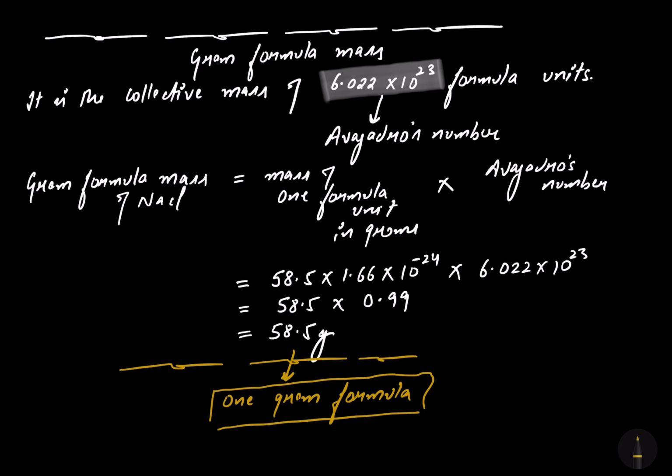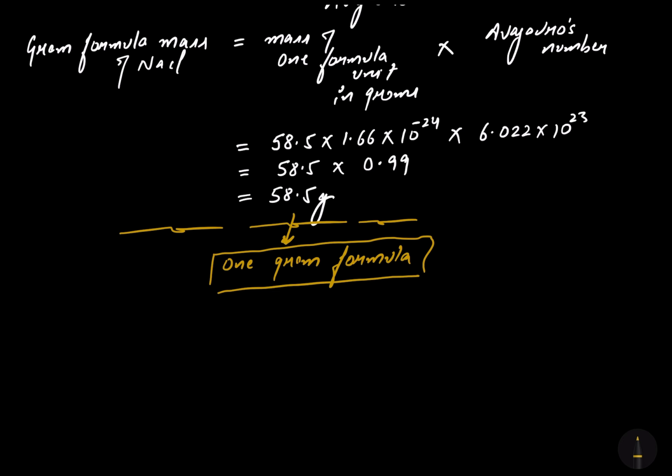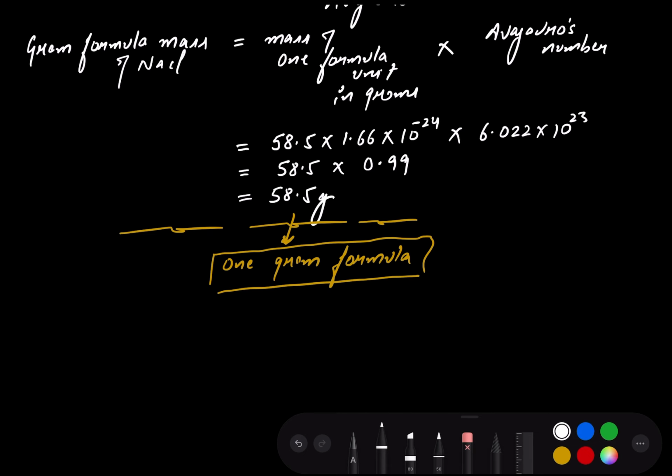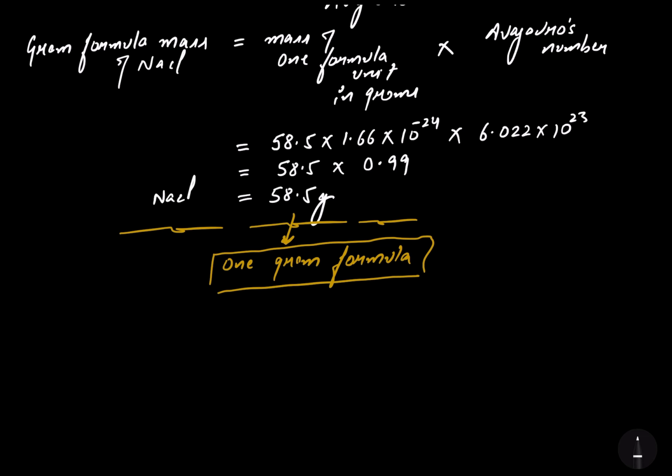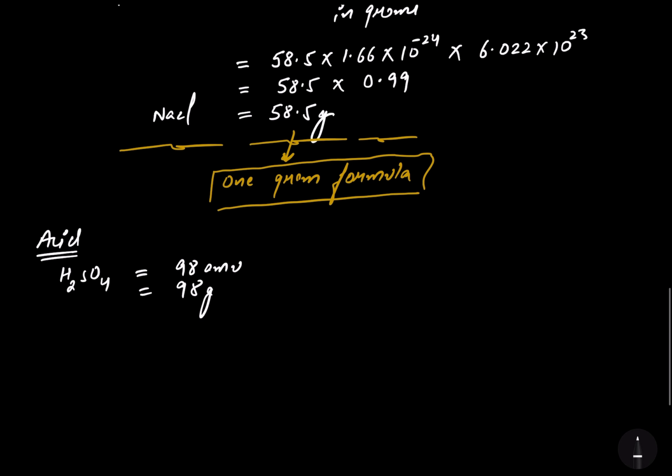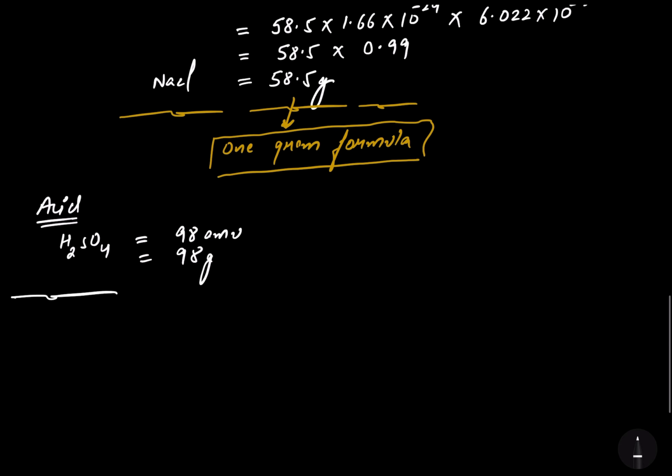So let me give you some other examples. This thing we have done for NaCl. Let me take another example of any acid. I am taking my acid, for example H2SO4. Its mass comes out to be 98 AMU, or it comes out to be 98 grams. Let me take another example, NaNO3. That's also an ionic compound. So this NaNO3 is called one formula unit.